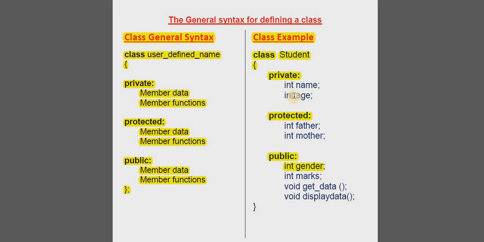So in private, protected, public, we have written here data members like integer name, integer age, integer father, integer marks. So these are the variables, they are called data members. Integer marks is also a data member. Okay, how can you differentiate between data member and member function? How will you identify which is a data member and which is a member function? Okay, so data member means like this.